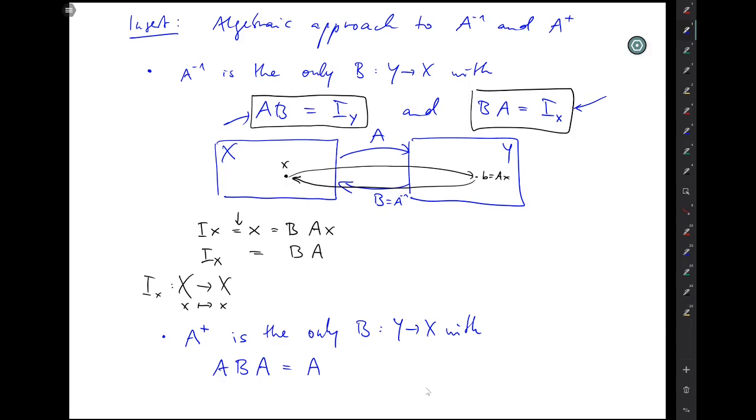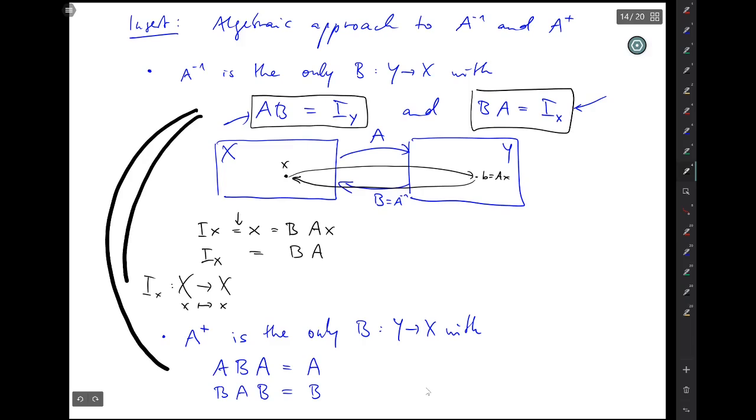And if I did the same for the other, if I took B times A, well, I'd like that to be I, but maybe it doesn't quite work. But if I multiply by B again, well, then it should be B. It's clear that if you have these properties up there, then you will have those properties down here, but not generally the other way.